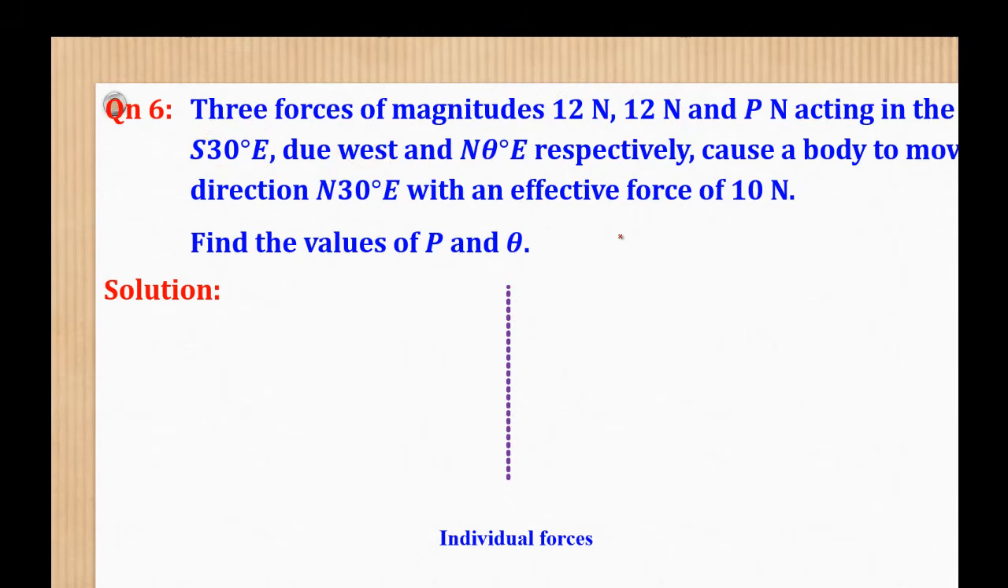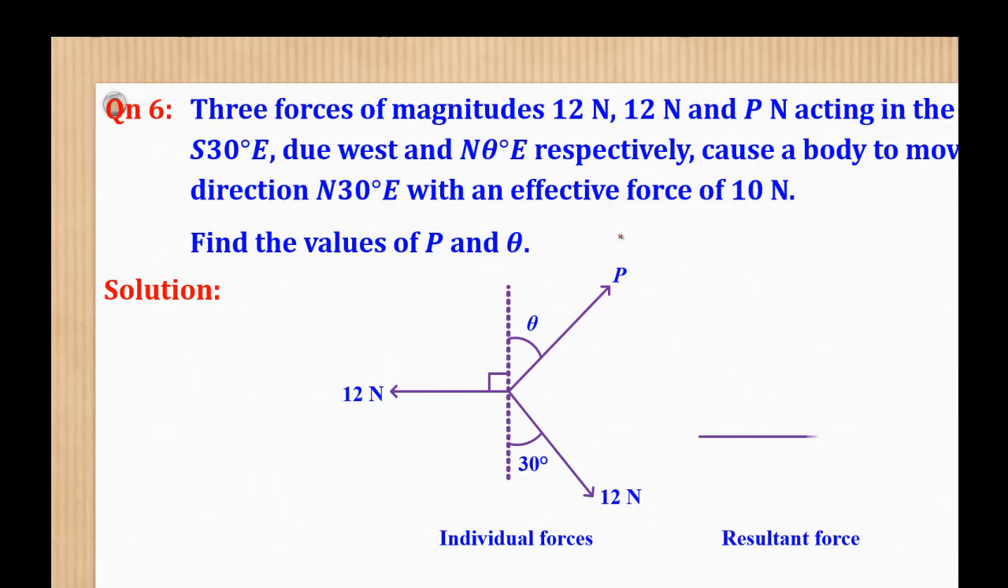But remember, forces are drawn with a ruler. So there's the first one, 30 degrees south, 30 degrees east. Second one is due west. And third one is north, 30 degrees east. Then for the resultant force, they said it is north, 30 degrees east. And that resultant force is 10 Newton. So I'll come and draw it.